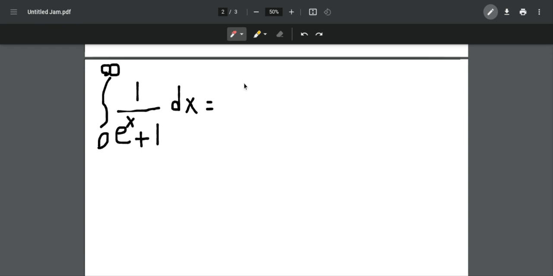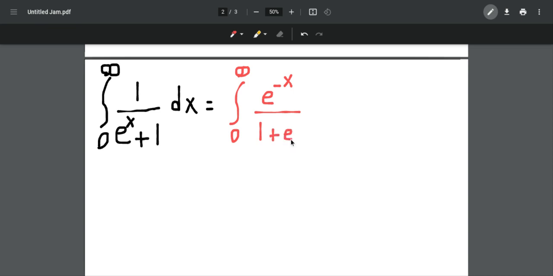power of negative x. So actually, I get the integral from 0 to infinity, and then at the numerator, I have just e to the power of negative x. And then at the denominator, e to the power of negative x times e to the x is just 1, and then plus e to the power of negative x.